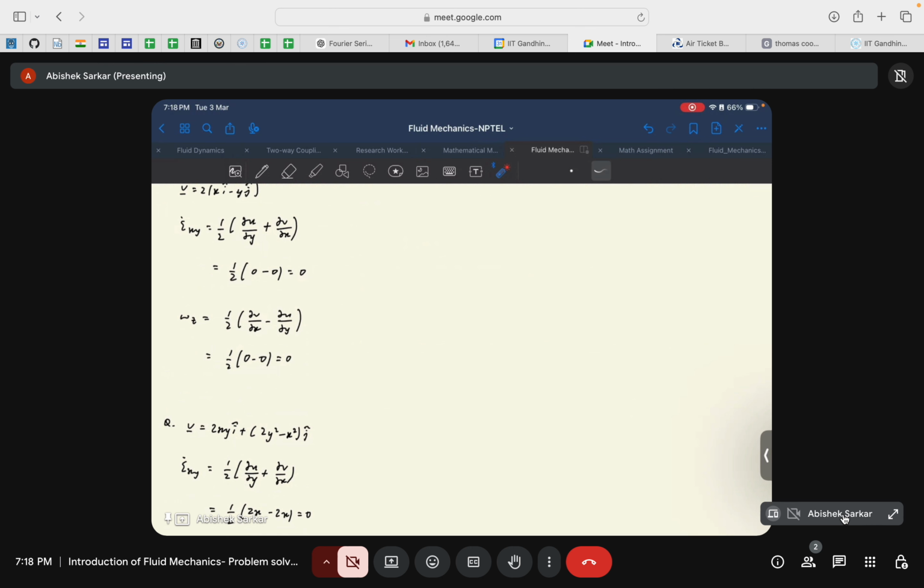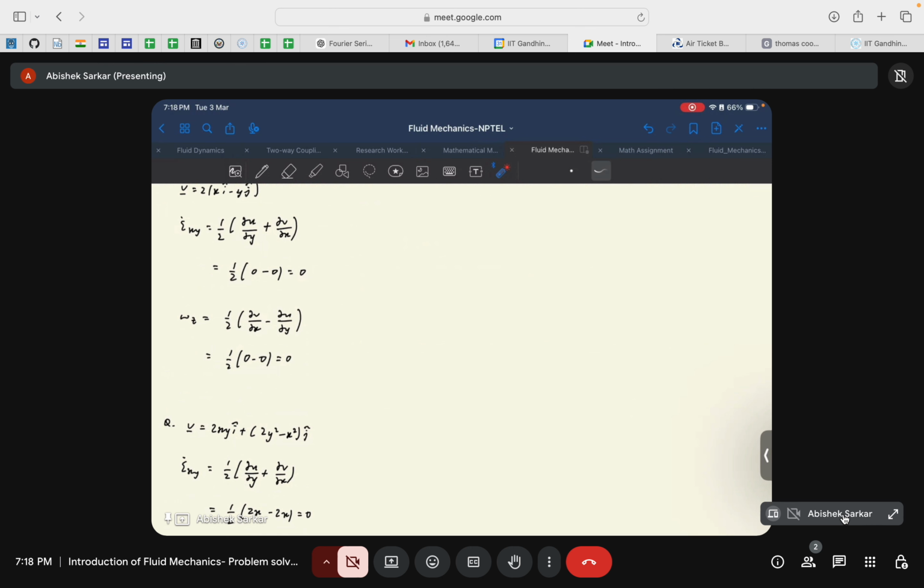Okay, so I think we have enough time. It's actually very simple, so let us just look at the solution. I can solve it here as well, but since I've already created the solutions, we can just revisit that. We have v as 2x i cap plus 2y square minus x square j cap.